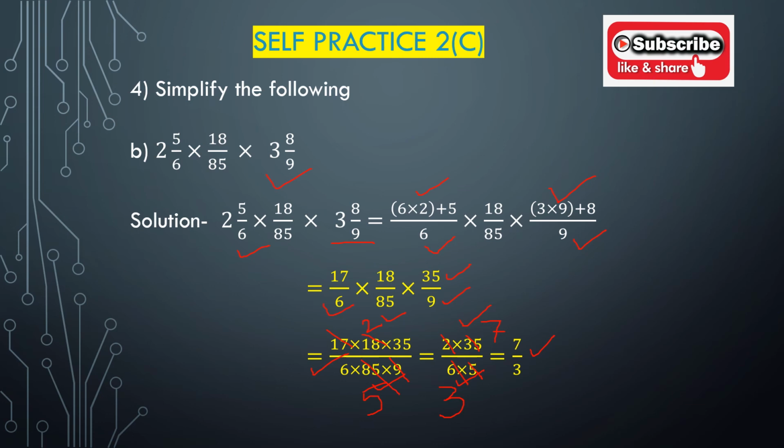We can convert this improper fraction into a mixed fraction, that is, divisor 3 with dividend 7. We get 3 multiplied with 2 plus 1, 2 in quotient and 1 in remainder. So we get 7 divided by 3 equal to 2, 1 divided by 3. 2 is the quotient, 1 is the remainder and 3 is the divisor.